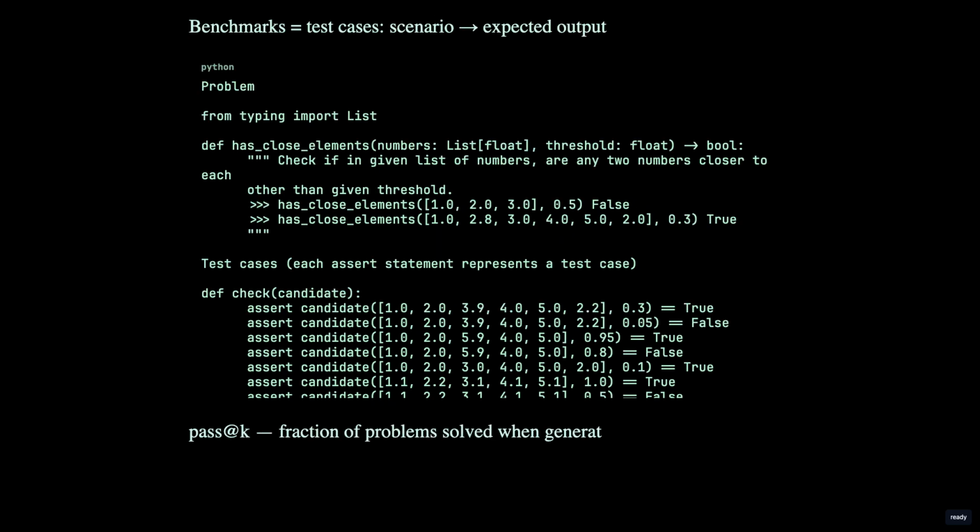For each problem, we generate k code samples. A problem is counted as solved if any one of those k samples passes all the problem's tests, and pass at k is the fraction of problems solved across the whole set. For example, if there are 10 problems and with k equals 3 we solve 5 of them, pass at 3 equals 50%. Because more samples give more chances to find a passing solution, expected scores increase with k. So pass at 1 is less than or equal to pass at 3, which is less than or equal to pass at 10.